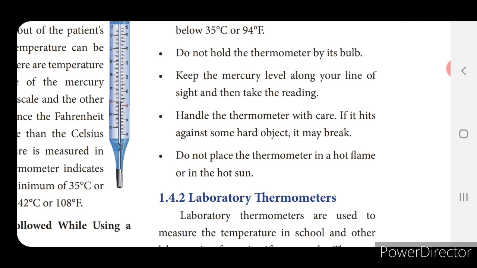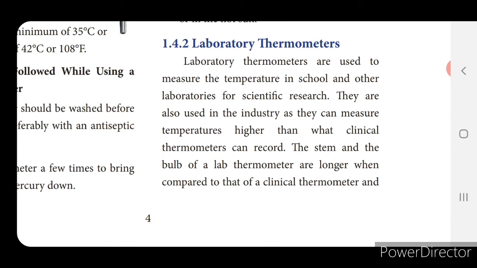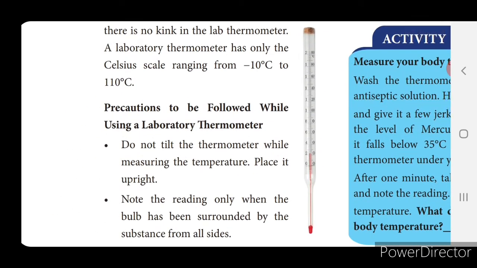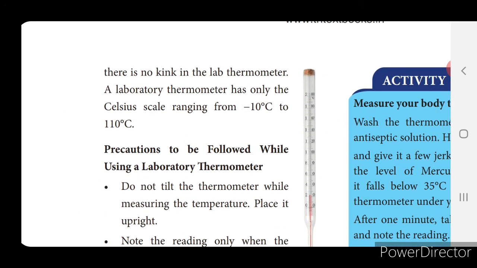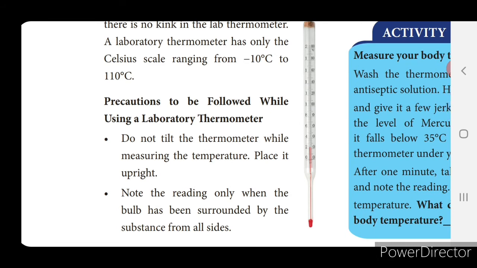Okay children, the next one, the laboratory thermometer. Laboratory thermometers are used to measure temperature in school and other laboratories for scientific research. They are also used in industry. They can measure temperatures higher than what clinical thermometers can record. A clinical thermometer has readings up to 105 or 110, but the laboratory thermometer has a higher range. The stem and the bulb of the lab thermometer are longer compared to a clinical thermometer. There is no kink in the lab thermometer. A laboratory thermometer has only a Celsius scale ranging from minus 10 degrees centigrade to 110 degrees centigrade.